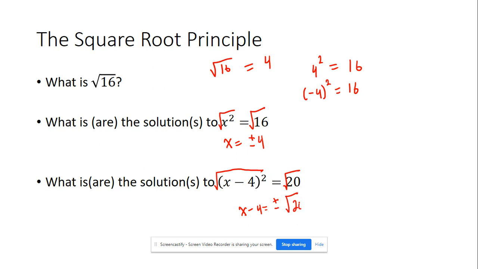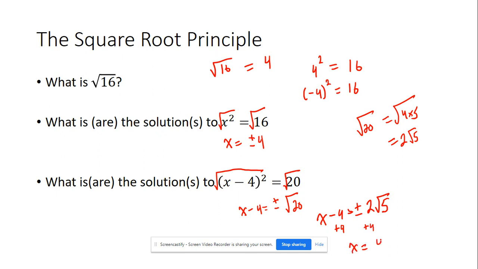Okay. Now, what we talked about in a review before, well, what's root 20 equal? Root 20 is 4 times 5. Square root of 4 is 2, so root 20 is 2 root 5. So this is x minus 4 equals plus or minus 2 root 5. And then if I add 4 to both sides, I get x equals 4 plus or minus 2 root 5.